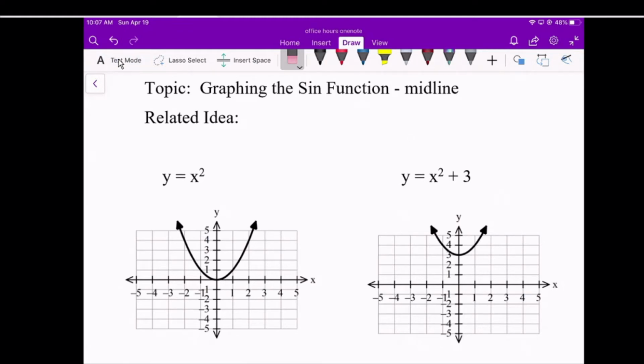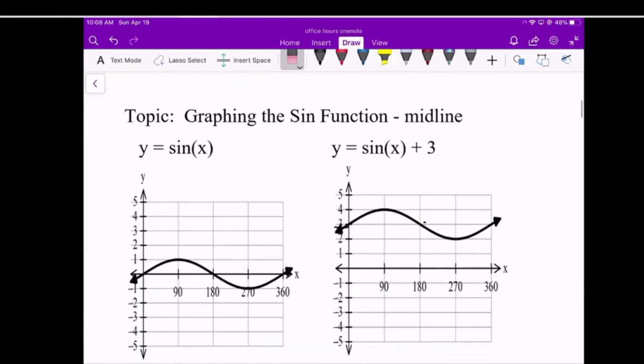First topic is graphing a sine function with a changed midline. A very related topic is with parabolas. That plus 3 just moved everything up. What was a 0 is now a 3. What was a 1 is now a 4. Everything moved up 3. Same idea when you're looking at the graph of a sine function.